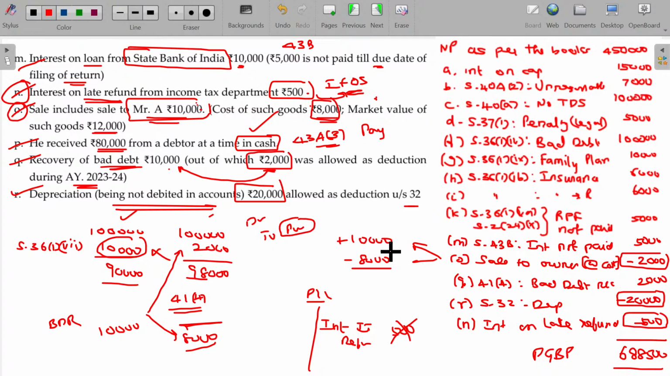So if I reduce the purchases, what happens? It will have an impact. Instead of that, they have shown 10,000 rupees as sales. So you have to remove the sales. I think this number sign is different. This one is minus, this one is plus. Actually, you have to remove the sales value and add the cost value. Sales to owner is not accepted, so remove the sales value.